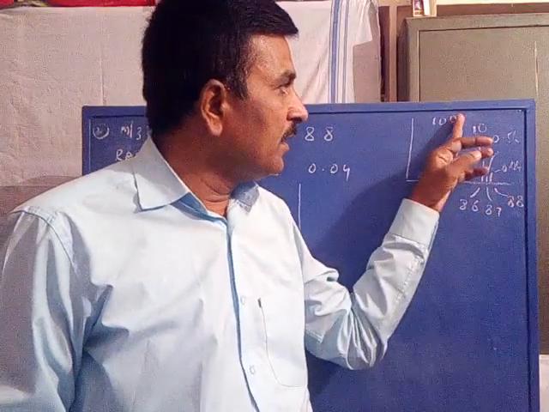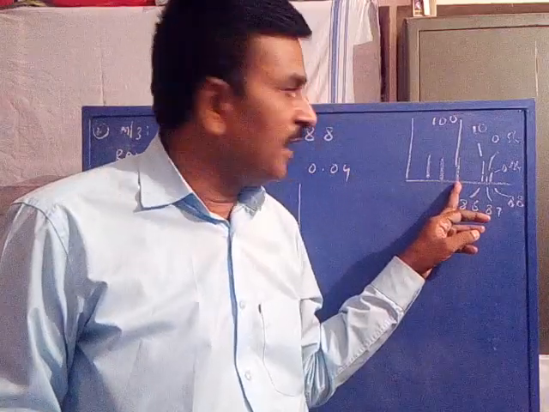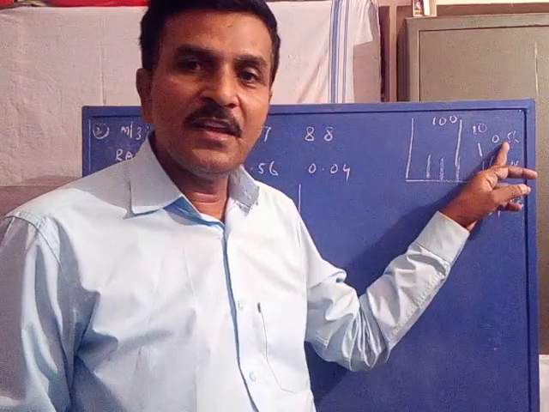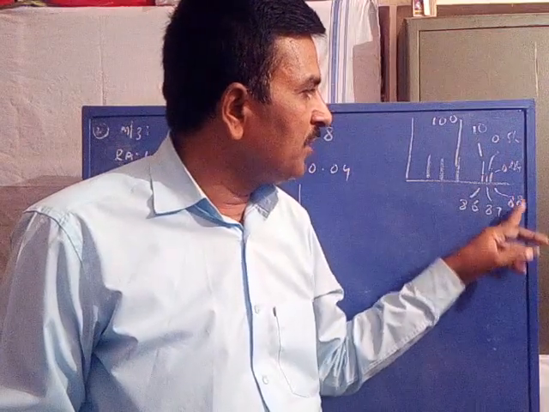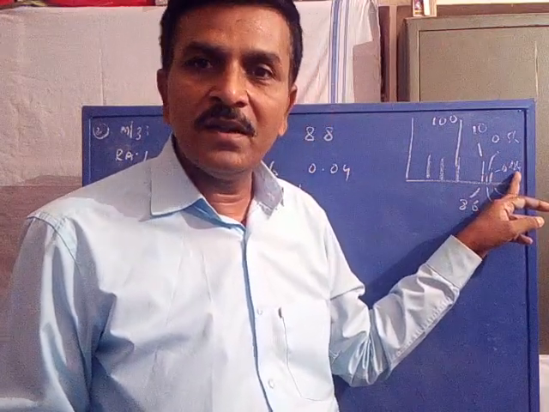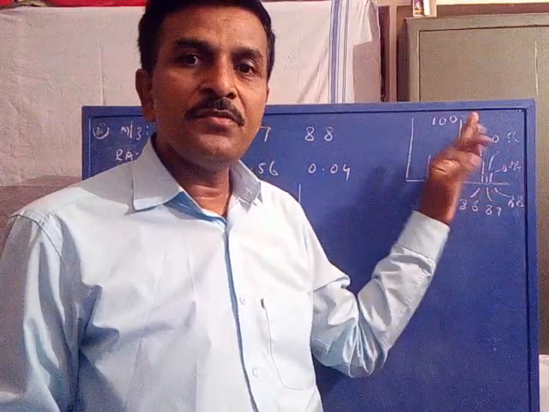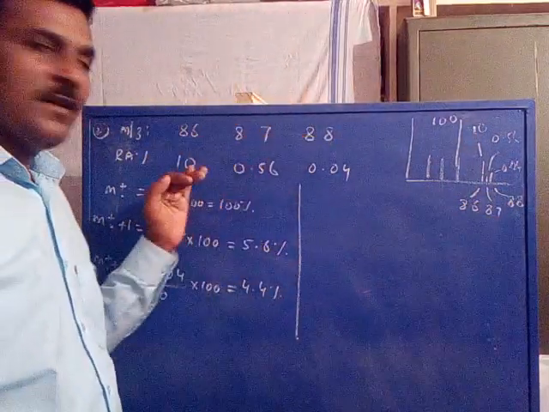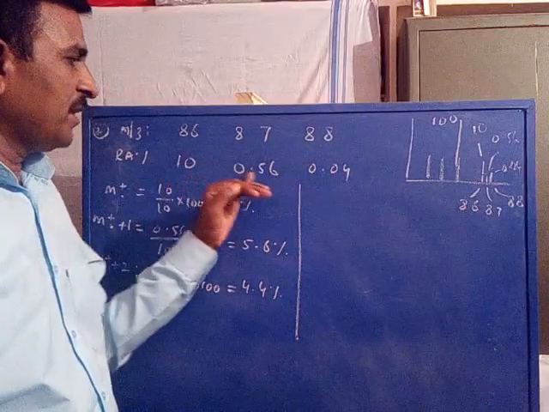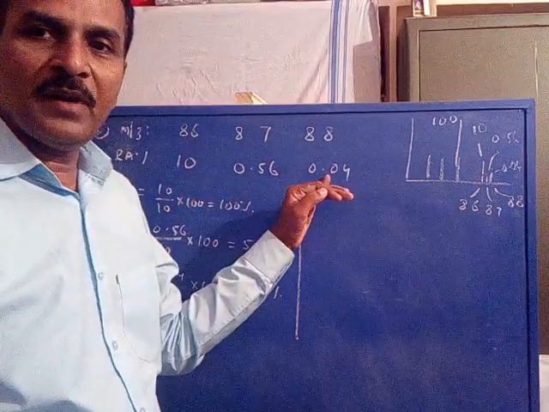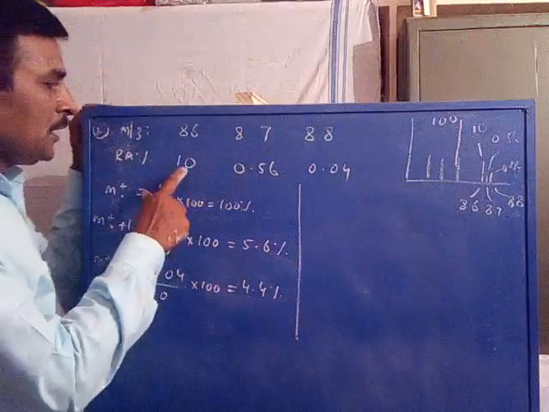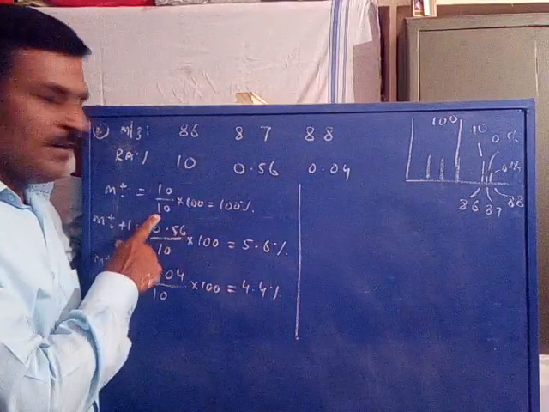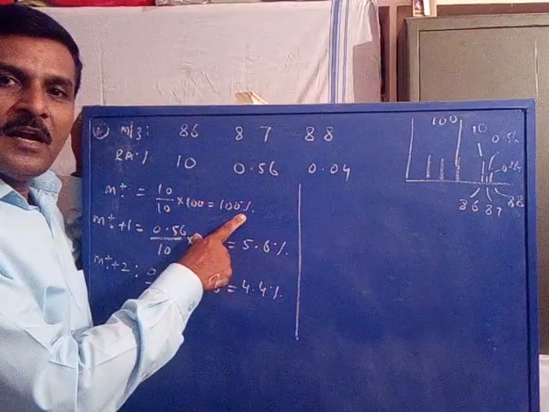In relation to the base peak, the molecular ion signal intensity is 10%, the +1 signal intensity is 0.56%, and the +2 signal intensity is 0.04%. This is what we got from the spectrum. Now 86, 87, 88 with their relative abundance percentages 10%, 0.56%, 0.04%. The molecular ion intensity is not 100%, therefore it is recalculated: 10 divided by 10 into 100 becomes 100%.